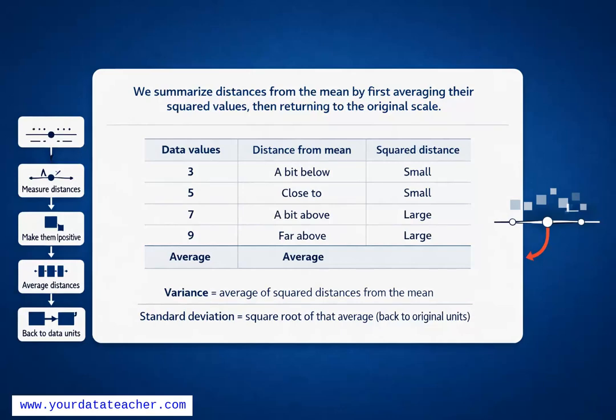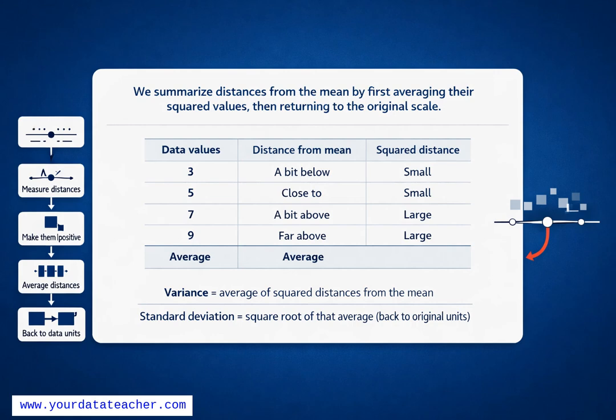On this slide, I want to connect the idea of typical distance from the mean with the actual calculation behind it. Look at the little table. In the first column, we have our data values. In the second column, we look at how far each value is from the mean, a bit below, close to, or above the average. In the third column, we square these distances. Squaring serves two purposes. It makes all distances positive, and it makes large deviations count more than small ones.